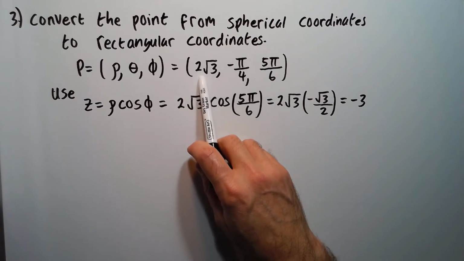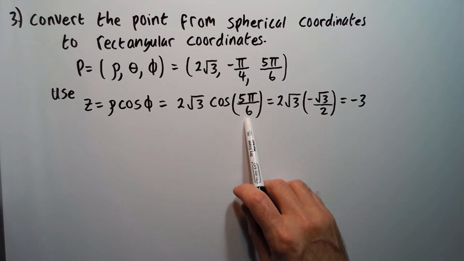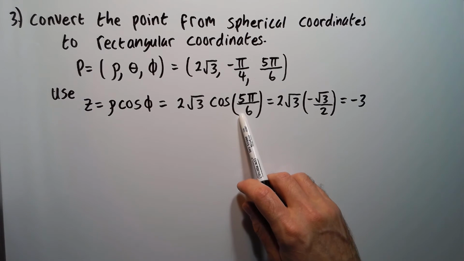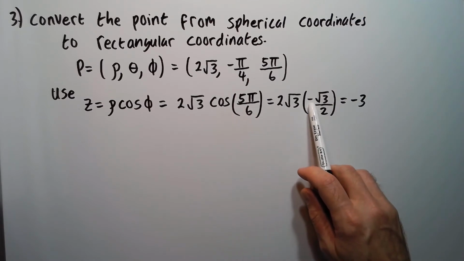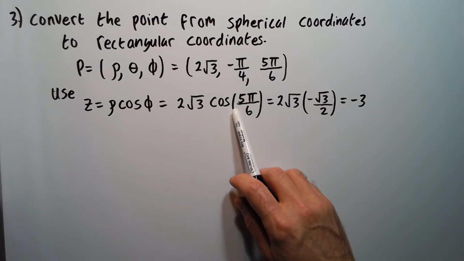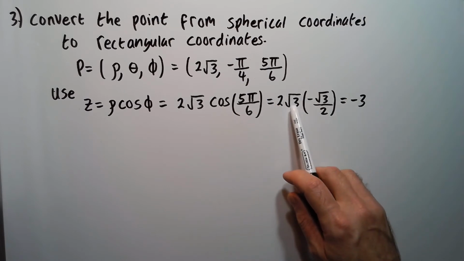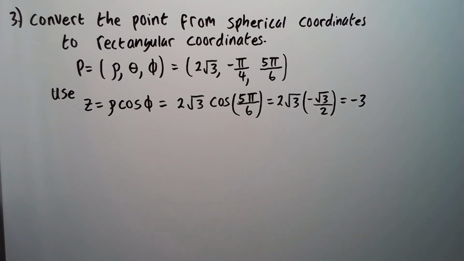Our rho is 2 square root of 3. Our phi is 5 pi over 6, so that'd be cosine 5 pi over 6. And 5 pi over 6 is in the second quadrant, where cosine is negative. The reference angle would be pi over 6, so the cosine of pi over 6 is square root of 3 over 2, so we have minus square root of 3 over 2 for cosine 5 pi over 6. The 2's cancel, and multiplying the two square roots of 3 makes 3, so it'll be minus 3 is our answer for our z.